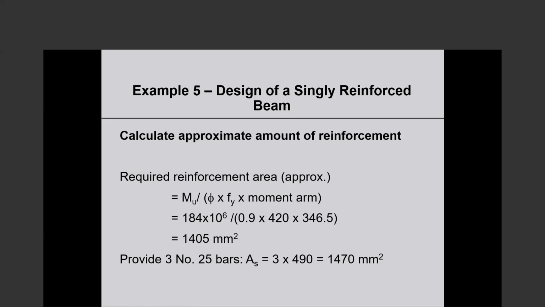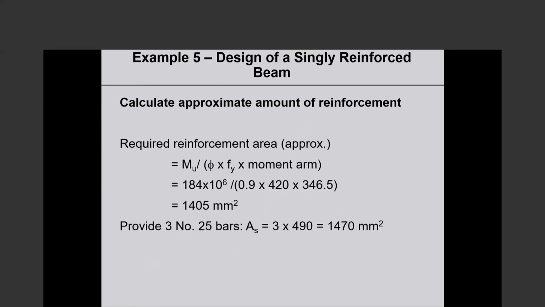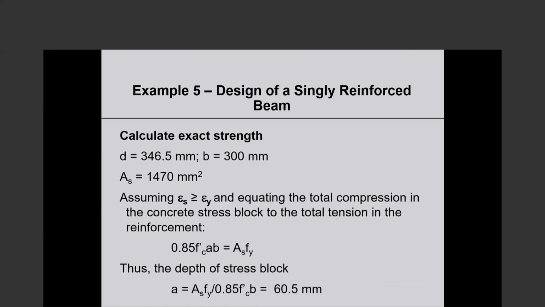If we provide 3 number 25, that gives us 1470. So that's what we are going to try. 3 number 25. Now we are going to be exact. So D is 346.5. That number was pretty exact. B is 300 millimeters. Our A sub S is 1470 square millimeters.